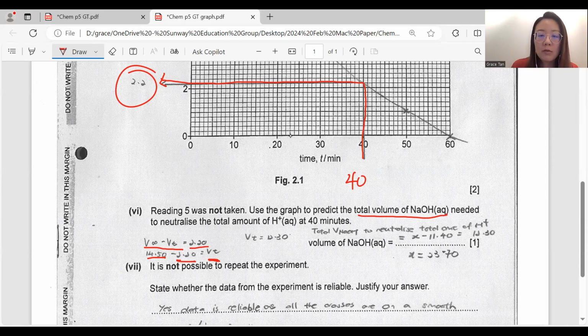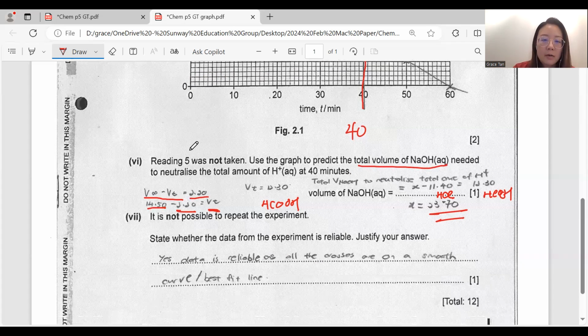Now, total volume of NaOH to neutralize the total amount. 12.3 is only for methanoic acid. Question 1 is the HCl plus HCOOH version. You already got HCOOH, right? So hence you can calculate what is the total amount. This is the amount, 11.4, which is the HCl. 12.3 is the HCOOH. So what is the total amount required to neutralize both? You add the two numbers, it will come up with 23.70. It's quite a lot of working for 1 mark, but I think still quite okay.